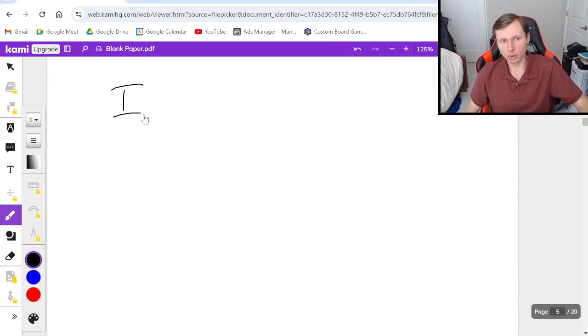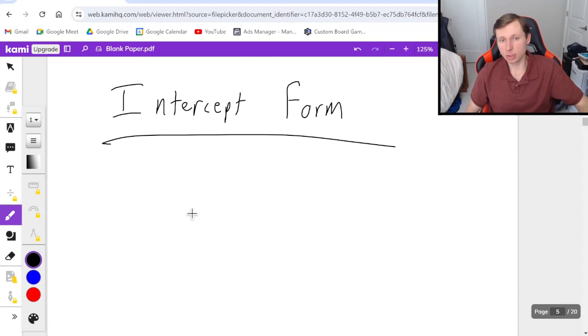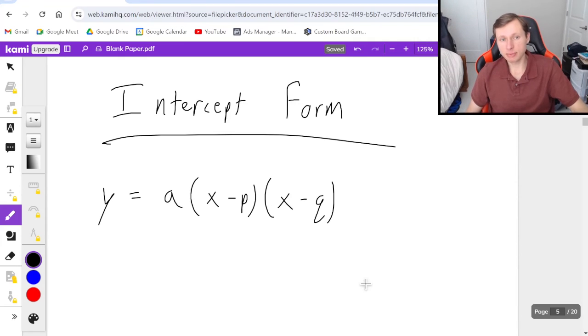Now there's only one form left. It is intercept form. I've seen the equation written out a few different ways, but here's the way that I'm going to teach today. The formula looks something like this: y equals a times x minus p times x minus q. And intercept form is great for finding the x-intercepts of a parabola.